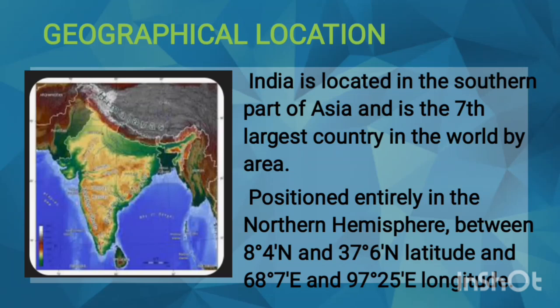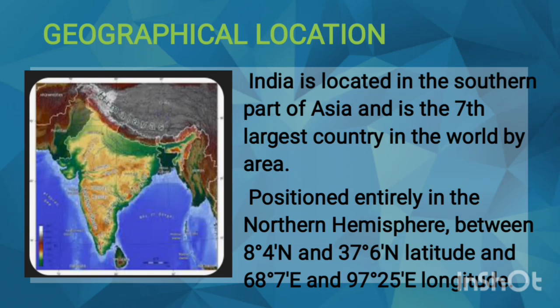Geographical position of India. India is located in the southern part of Asia and is the seventh largest country in the world by area. It lies entirely in the northern hemisphere and is positioned to the north of the equator, between 8 degree 4 north and 37 degree 6 north latitude and 68 degree 7 east and 97 degree 25 east longitude.